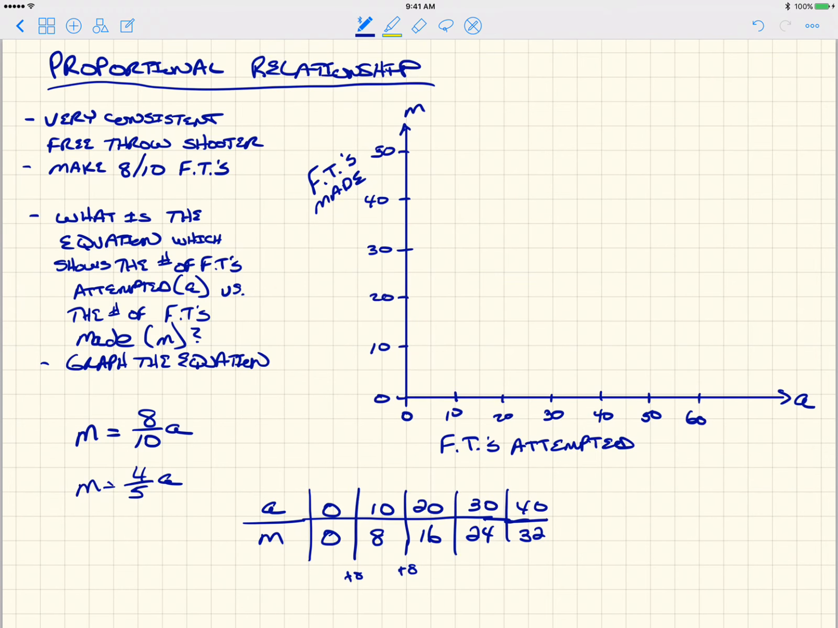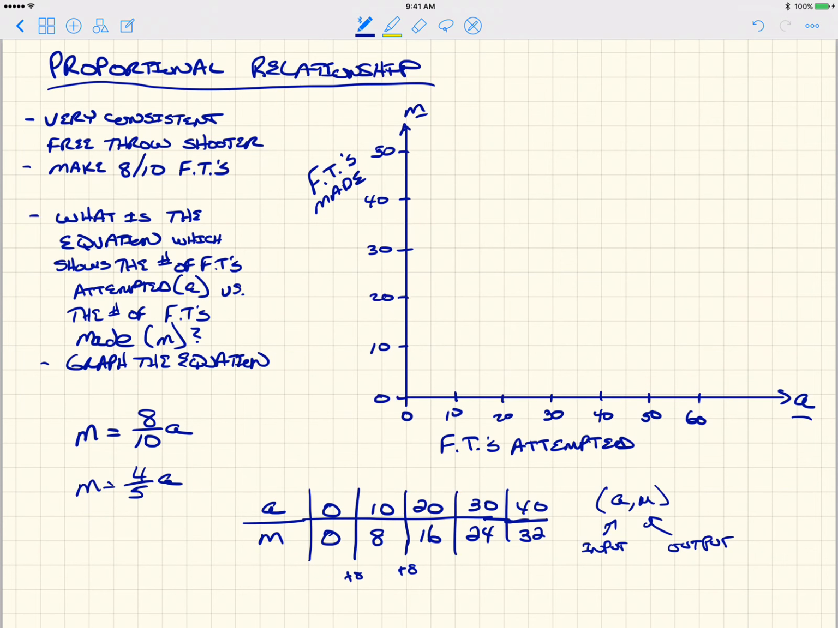All right. So we have enough information here to start to graph our line. What does the picture look like? So remember that here A is the attempts. M is the free throws made. So I'm going to start to plot my points. My first point is at 0, 0. Remember that we're plotting in terms of A, M, input versus output.